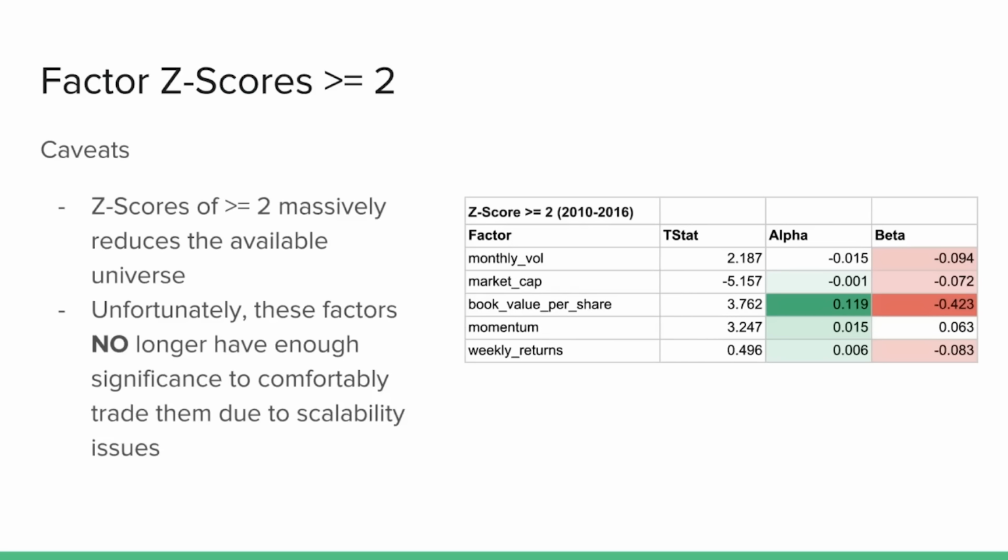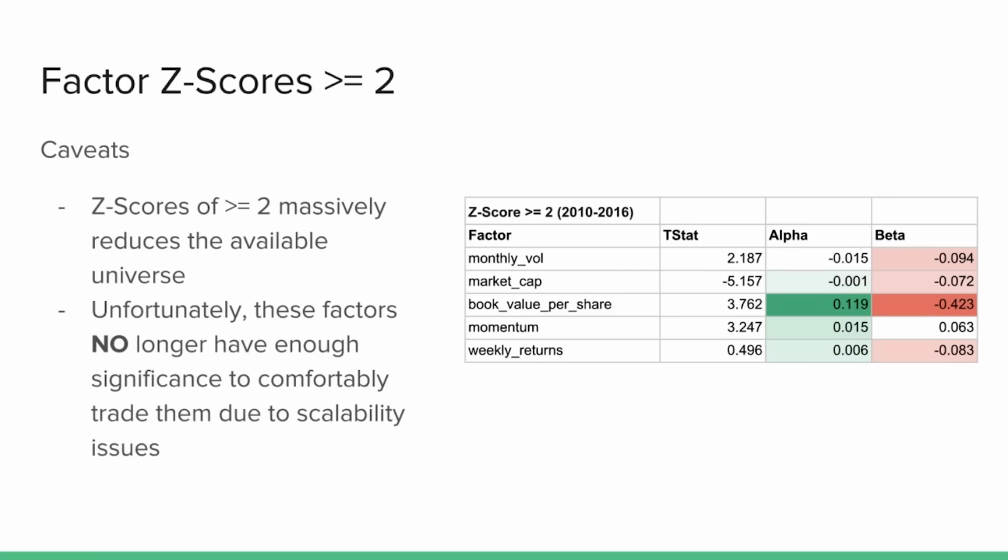For factor z-scores larger than or equal to 2, we see that the results are wildly different than before. We see book value per share is now considered significant with an alpha of 0.119. The market cap is now negatively correlated versus positive from before. And we see the numbers are all over the place. And the main reason for that is because when we do z-scores larger than or equal to 2, we massively reduce the available universe.